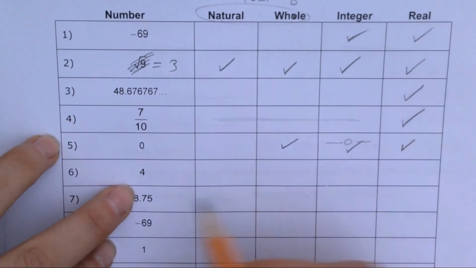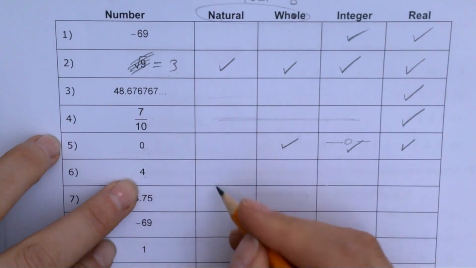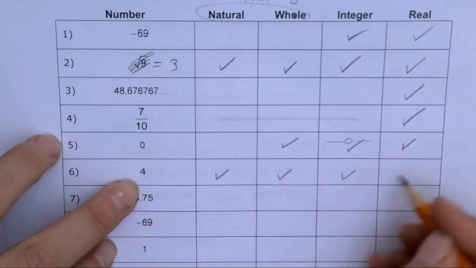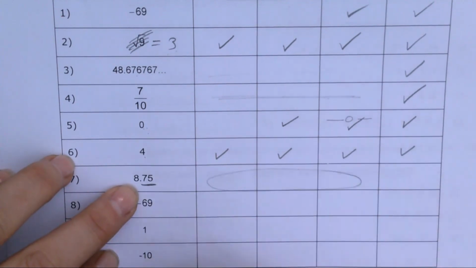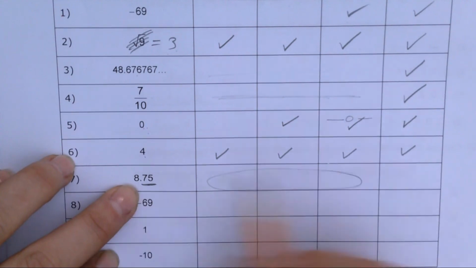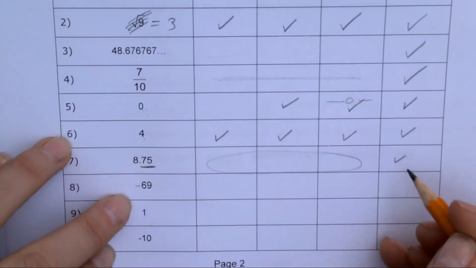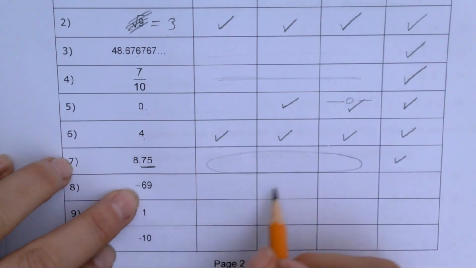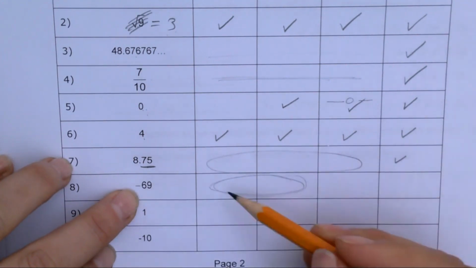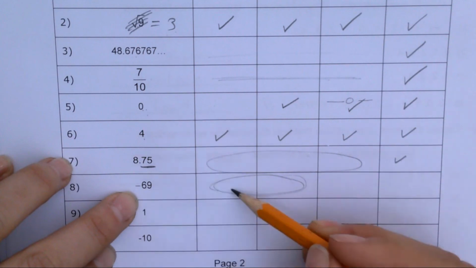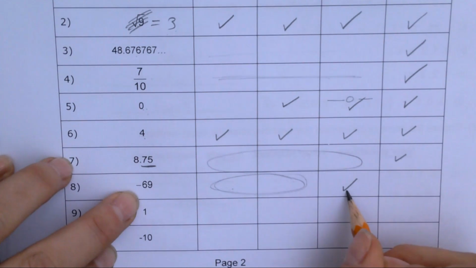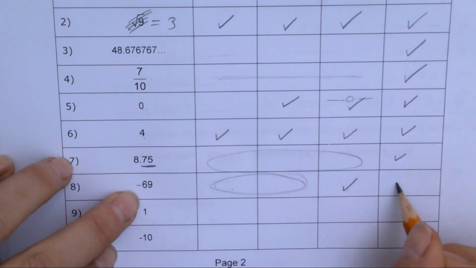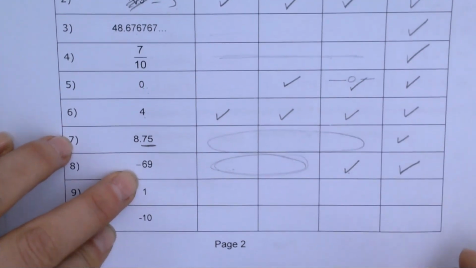4. Would you teach a child 4? Yeah. So it's natural, whole, integer, and real. Here's a decimal. It's a messy number. These are never decimals, fractions. Okay, so this is only real. Negative 69. These are only positive numbers, or 0, so it can't be natural because you don't teach a child negative numbers. So it's an integer, because integers are negatives and positives and 0, and all numbers we deal with in this course are real numbers.